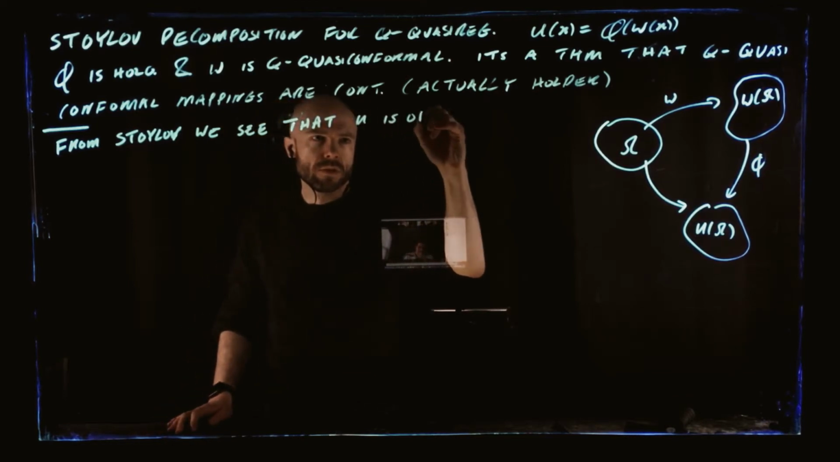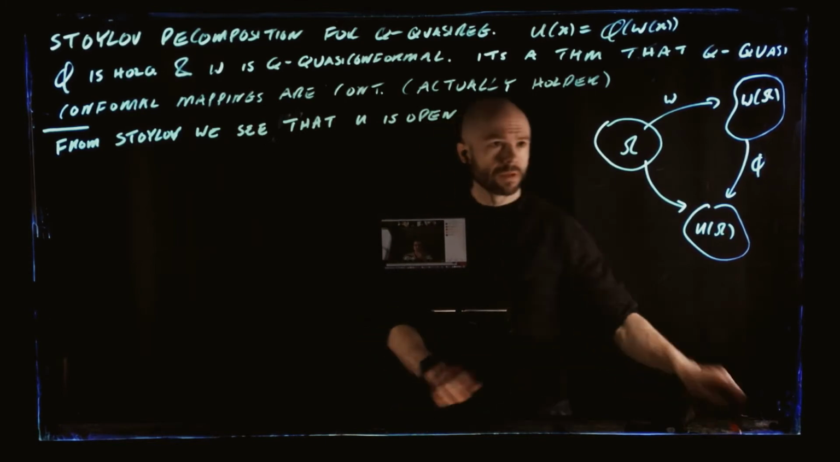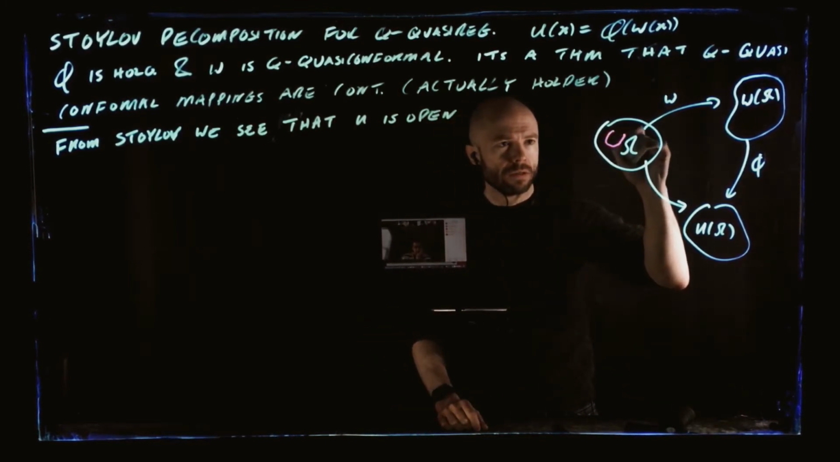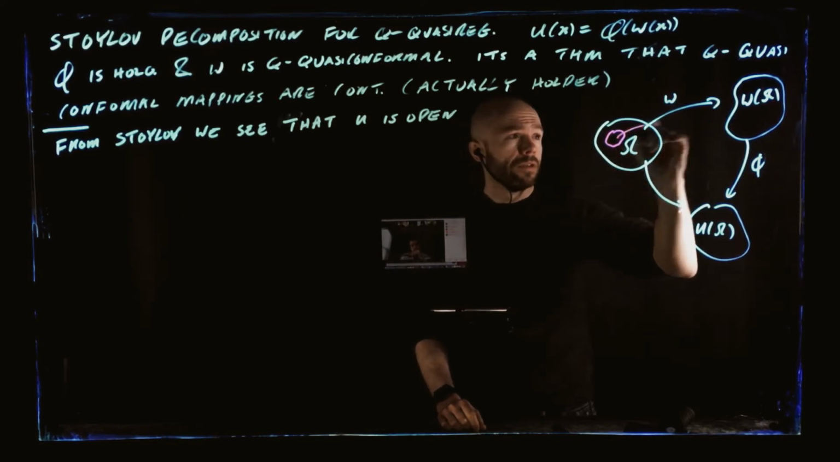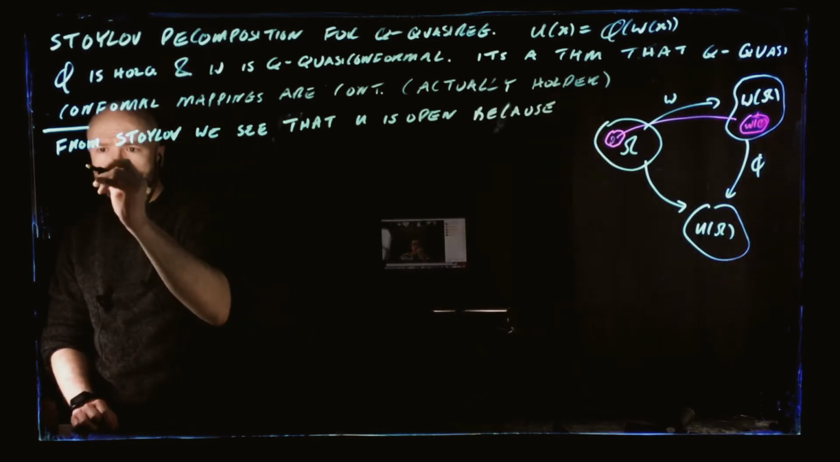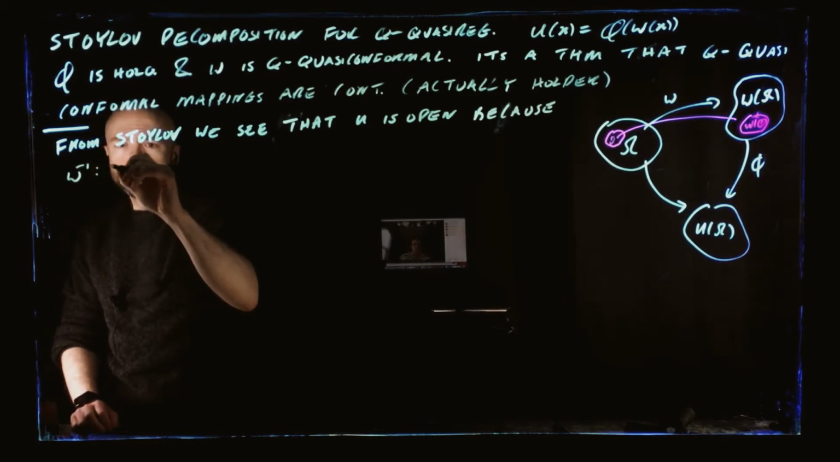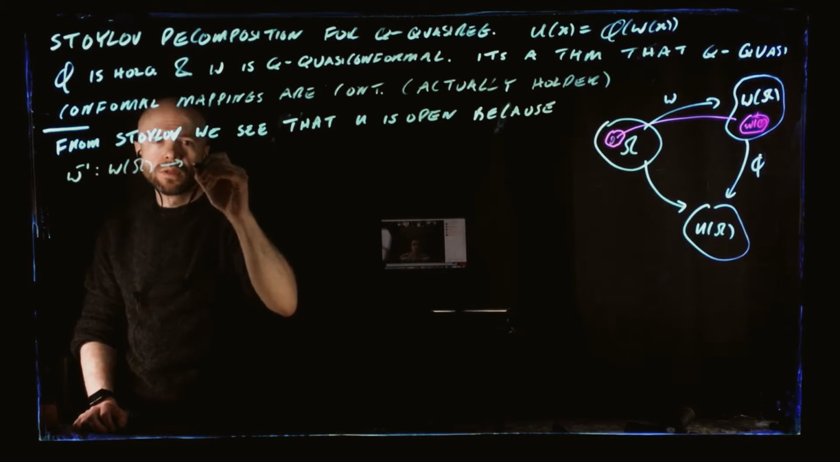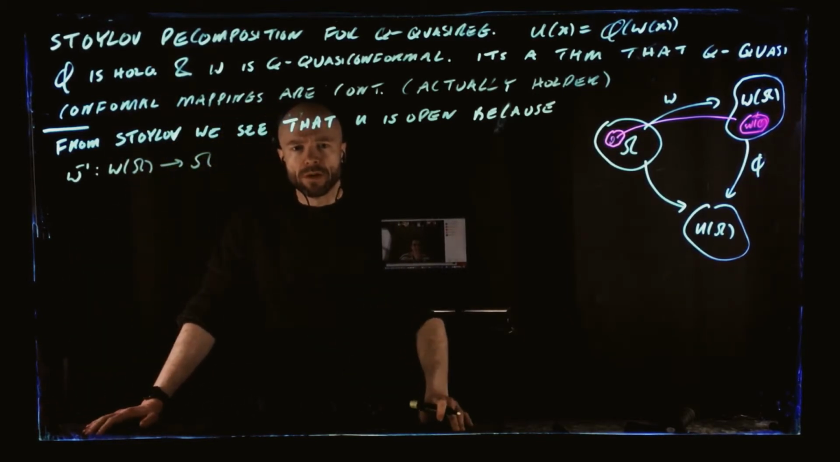U is open, because what? If we have an open set, call it O, inside here, yeah? If we map it onto here, will this thing be an open set? If we consider W to the minus 1 from W of omega into omega, right? Tell me properties about this mapping. What do we know from the fact that W is quasi-conformal?